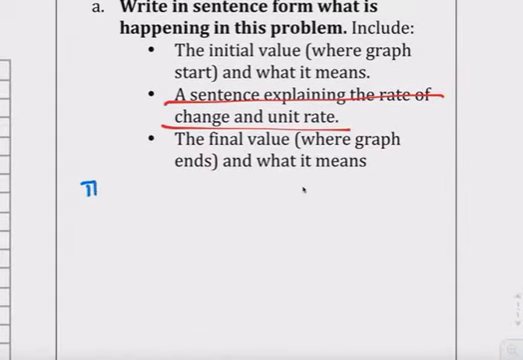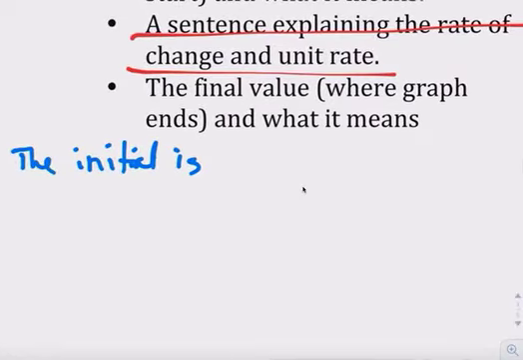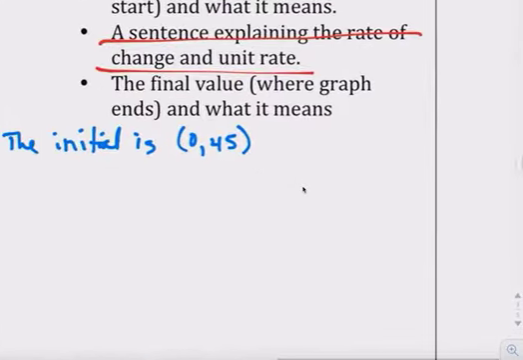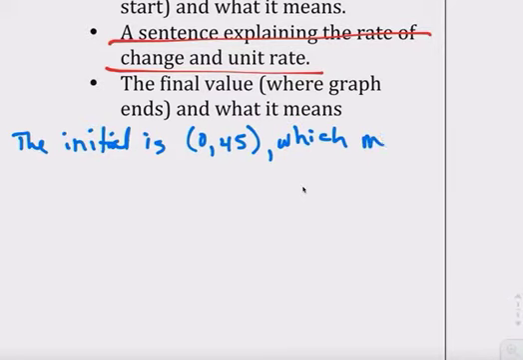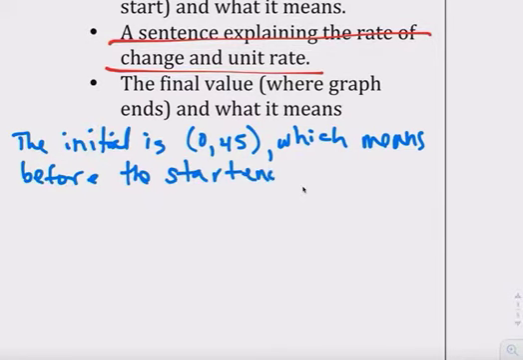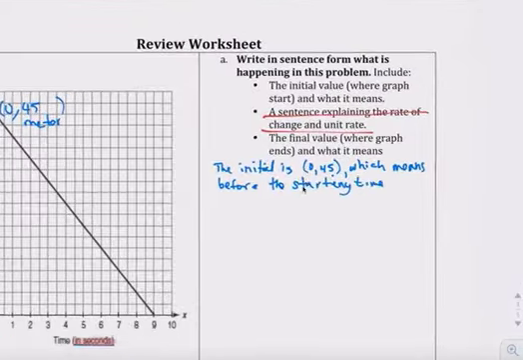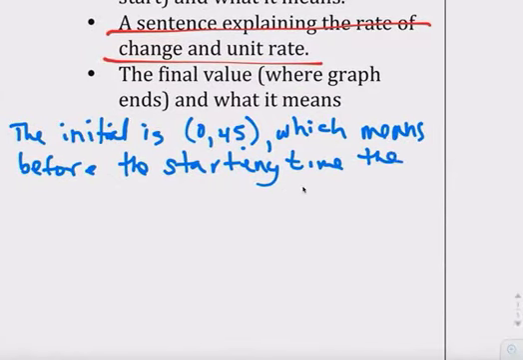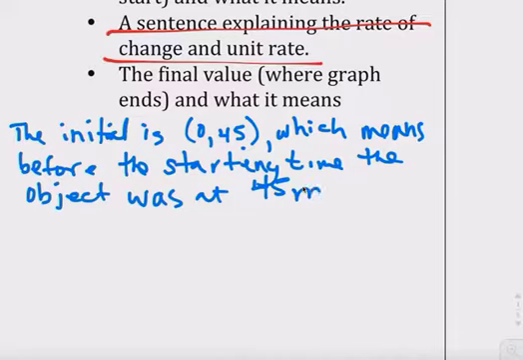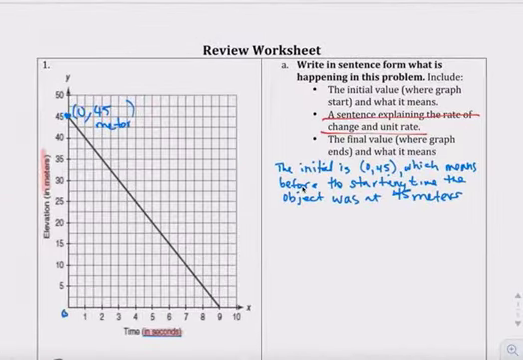So the initial value is 0, 45, which means that before they even start, 0 seconds means before they start, the starting time, this person, the object, was at 45 meters. Check, make sure my unit is right. 45 meters, yes.